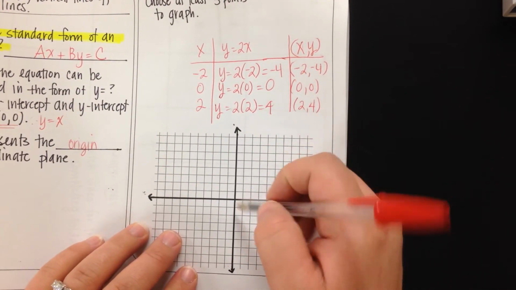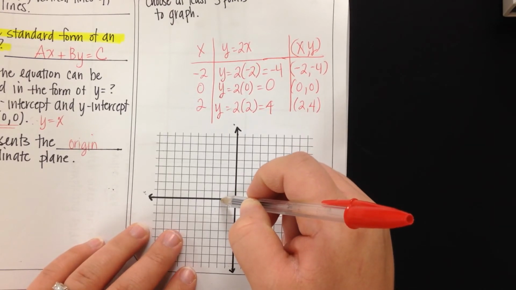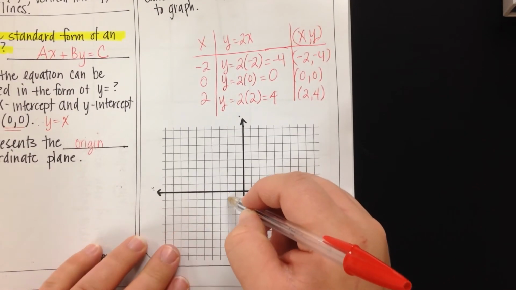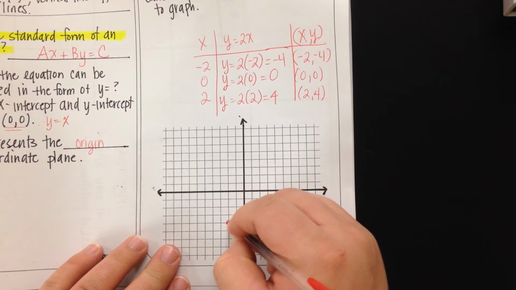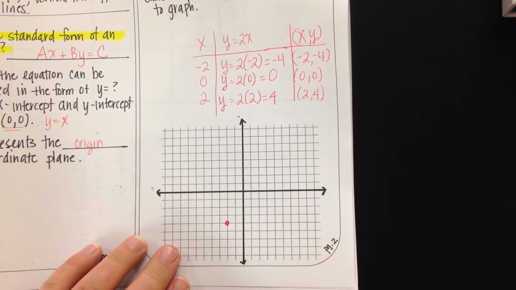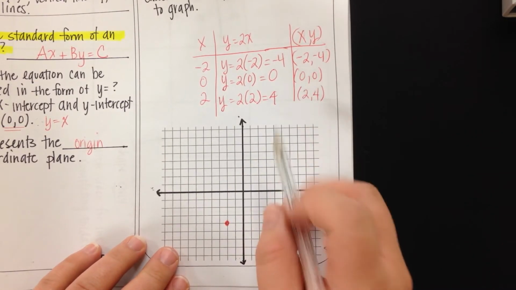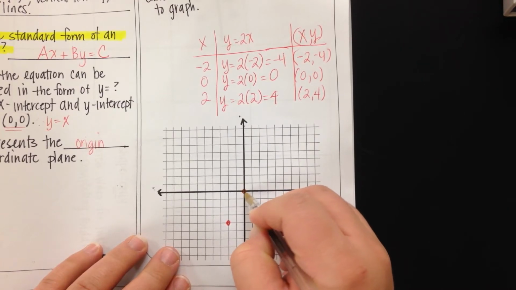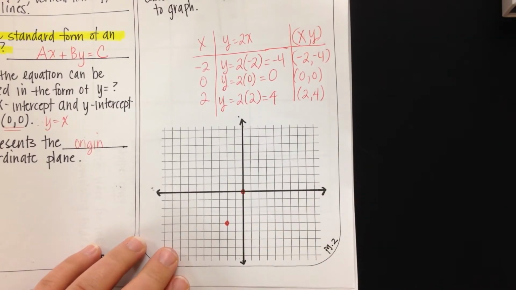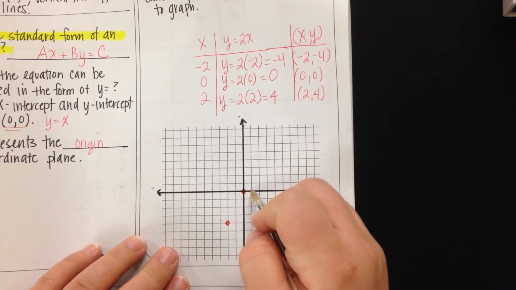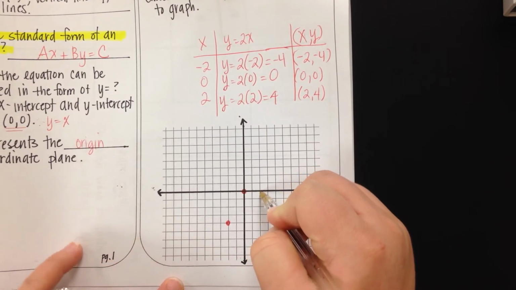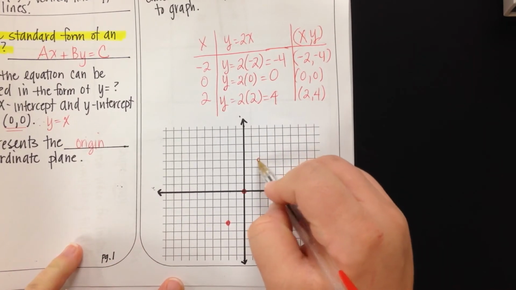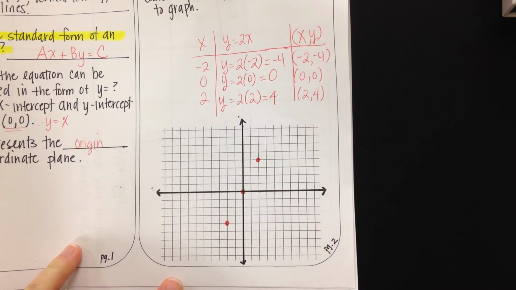First one is negative 2, negative 4. So I'm going to count over on the x-axis 2 places, go down 4: 1, 2, 3, 4. Okay, and my next one is 0, 0. So that's my origin. That's right there in the middle. And then 2, 4. On the x-axis I'm going to count over 2 places, then count up 4: 1, 2, 3, 4.